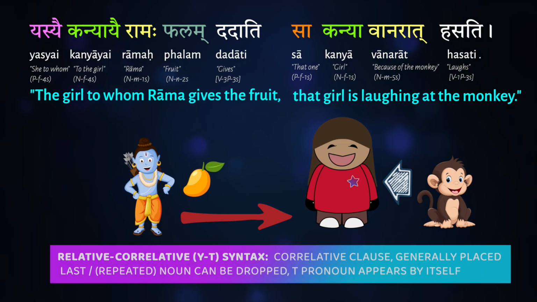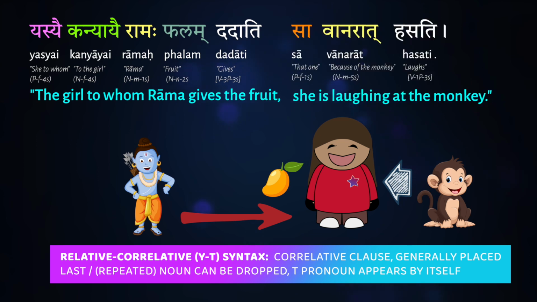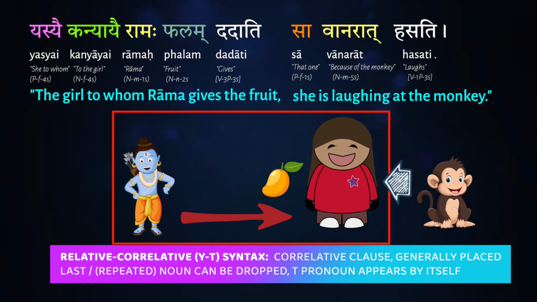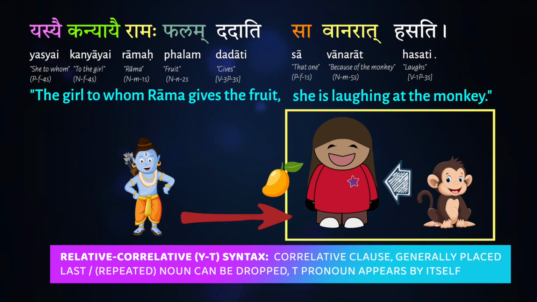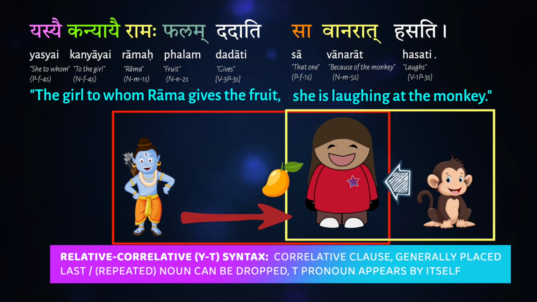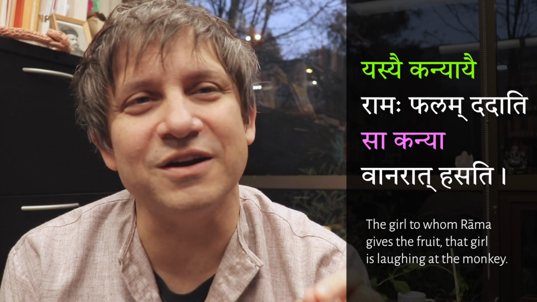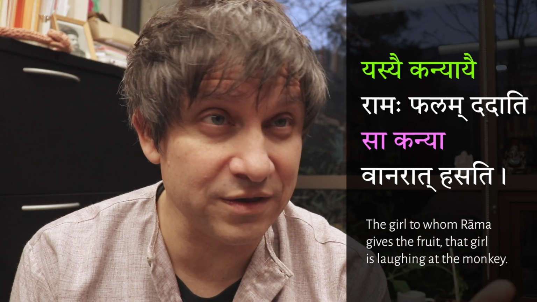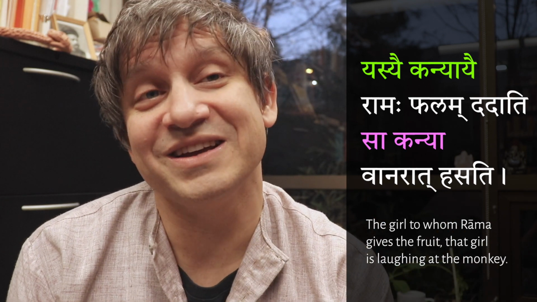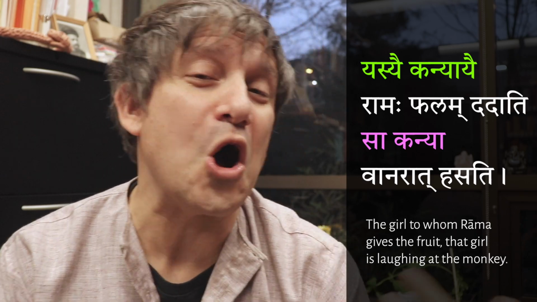And you can make it even more elegant now by dropping the second kanya, since it's redundant, right? We said kanya in the first part. So you could say, Yasyai kanyayai Ramaha phalam dadati sa vanarat hasati. Right? The girl to whom Rama is giving a fruit, she is laughing at the monkey. So in our example, our girl in the relative clause, the Y pronoun, is in the fourth case. Right? You can use any other cases with the relative pronoun. Right? With whom, from whom, of whom, on whom.